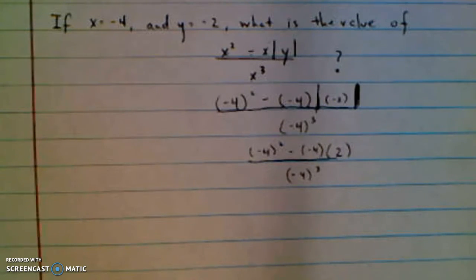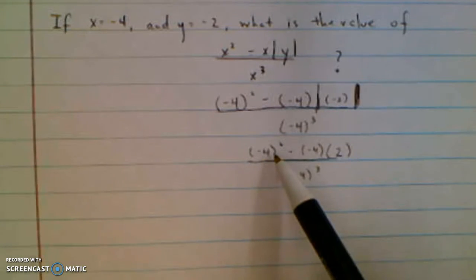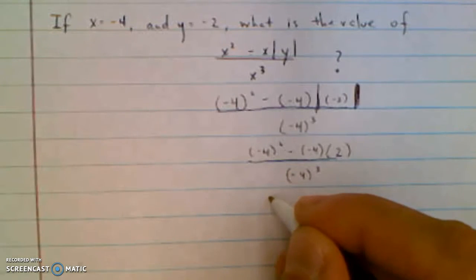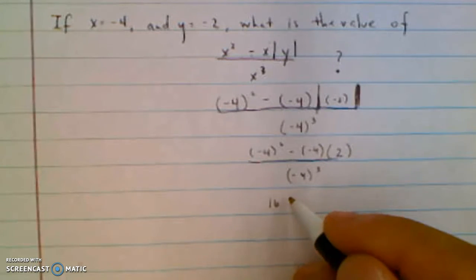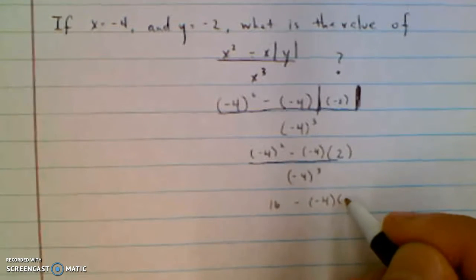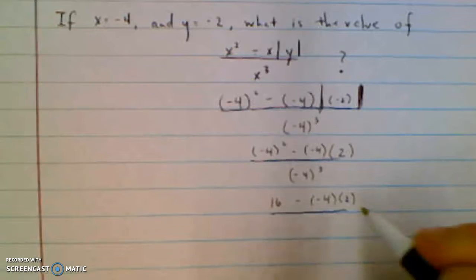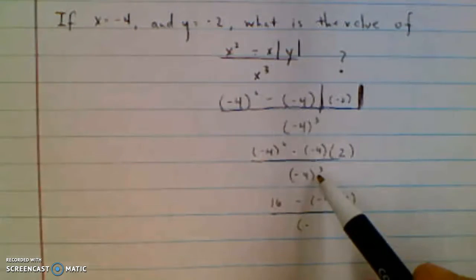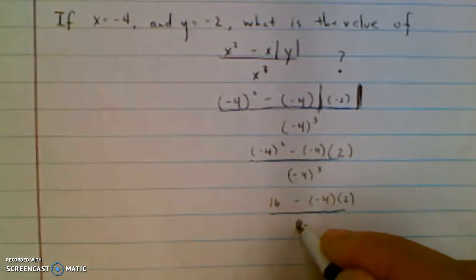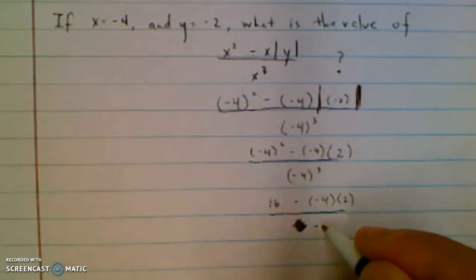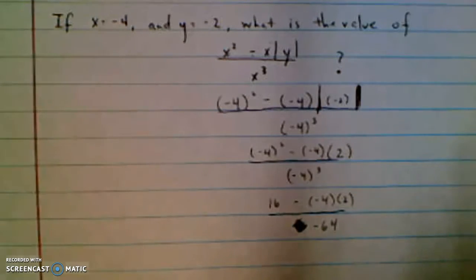Next, in the numerator, taking care of symbols of inclusion. So, exponents and roots. Negative 4 to the second is 16. Negative 4 times negative 4 is 16. Minus negative 4 times 2. And on the bottom, we can go ahead and simplify our exponent as well. Negative 4 to the third power is negative 64.